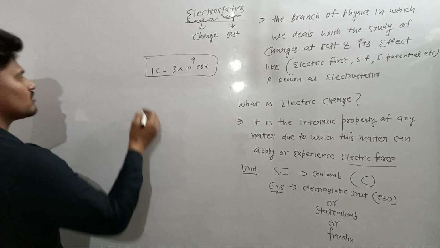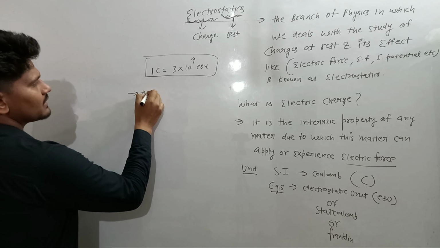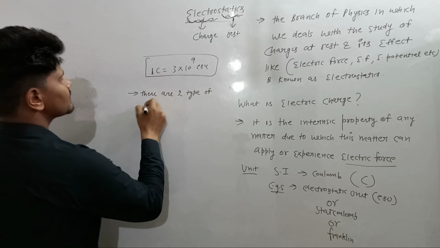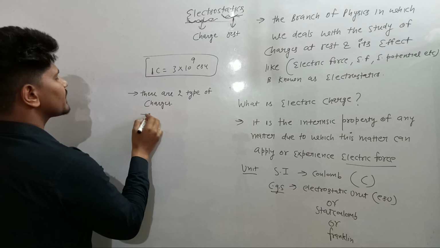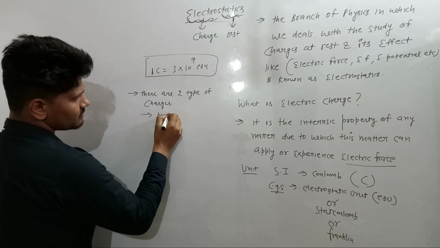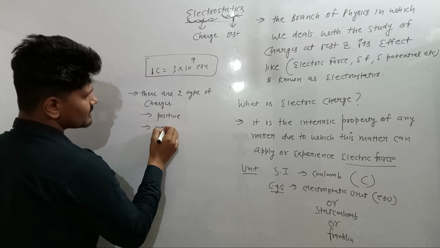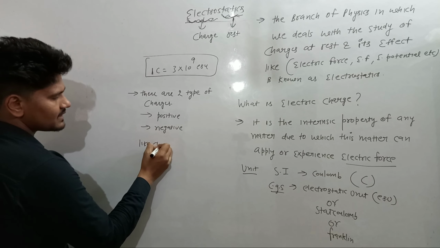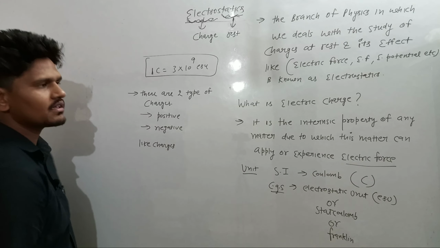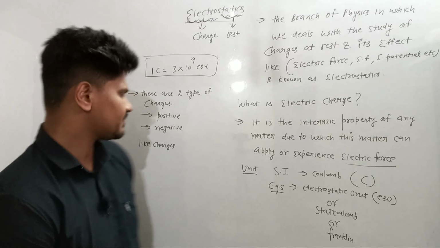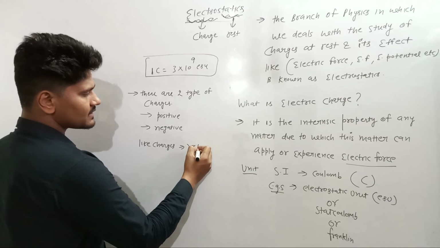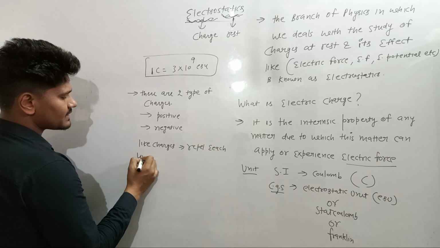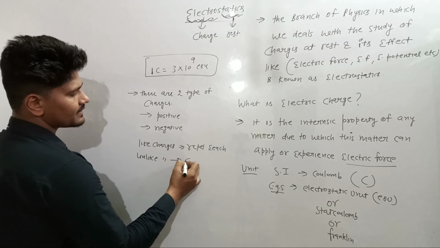Now you also know that there are two types of charges. One of them is positive charge and the other is negative charge. You also know that like charges, meaning charges of the same nature, repel each other, and unlike charges attract each other.